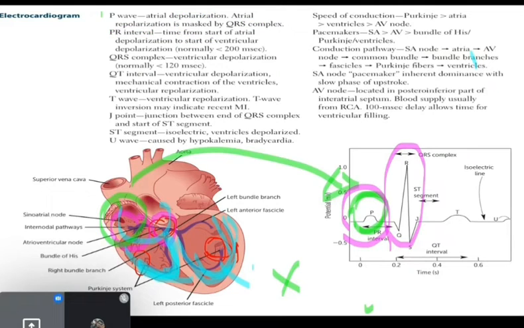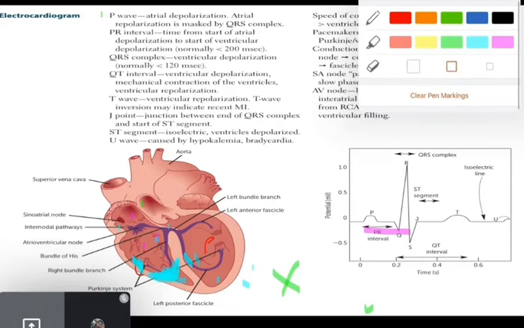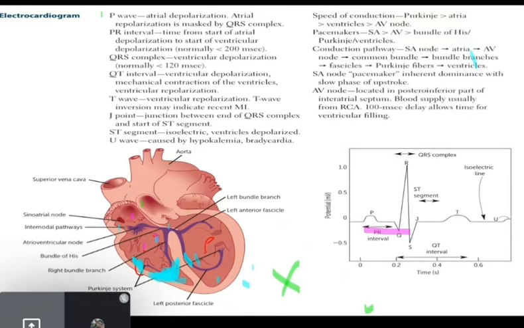Okay, so now you have the PR interval, and you know that the PR interval is the interval between the atrial contraction and the ventricular contraction. So here you have the PR interval. Here, this is R, this is a Q, and this is S. So this is like this.